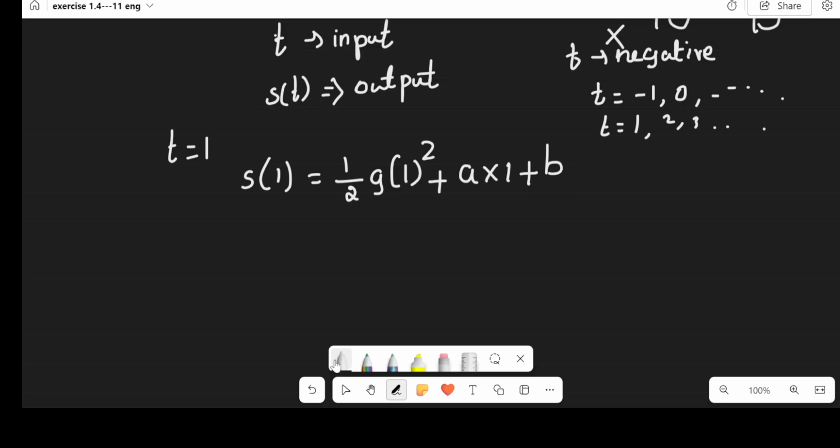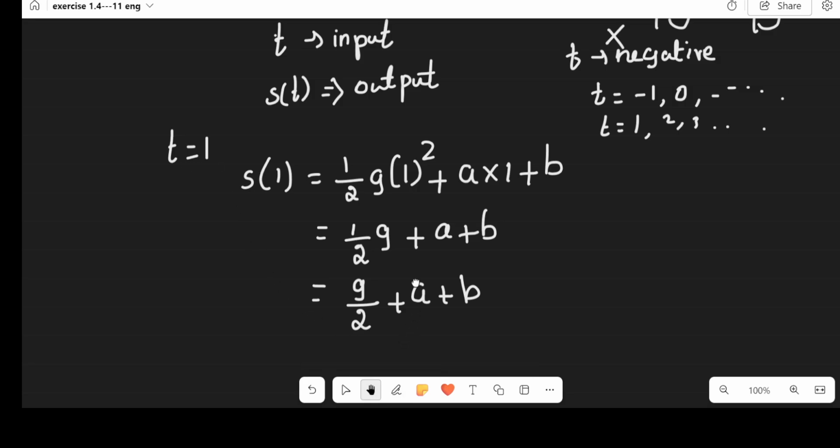Now, what is the answer? 1 by 2 g into 1, right? We can write g only, plus a into 1, a, plus b. So what is the answer? g by 2 plus a plus b. This is the first answer, s of 1, the answer for t is equal to 1.